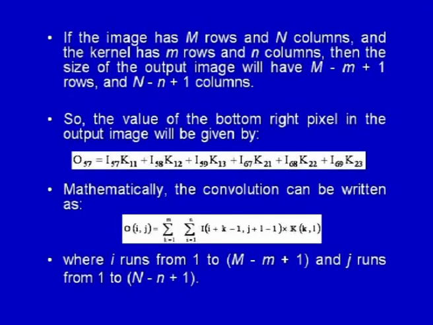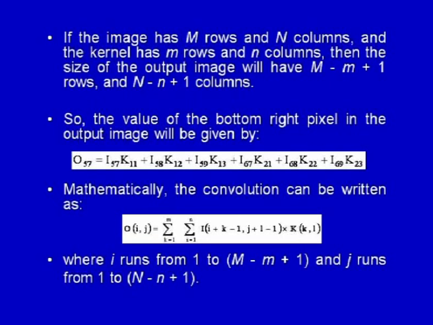If the image has m rows and n columns and the kernel has small m rows and small n columns, then the size of the output image will have m minus small m plus 1 rows and n minus small n plus 1 columns. That is to say that there will be a reduction in the size of the output image after spatial filtering has been performed.